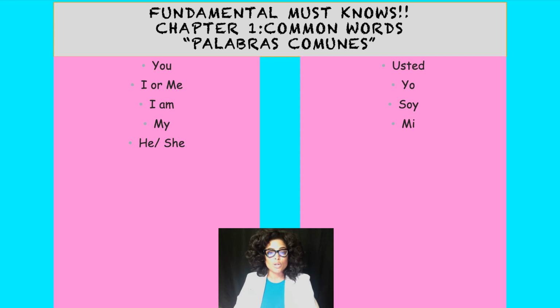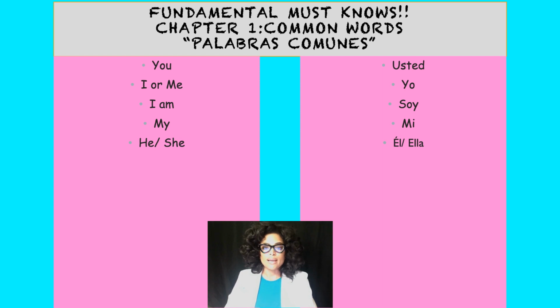Now the next word we're going to learn is "he" or "she." So those words in Spanish are "él" or "ella." So what's the difference? As you see, "he" is "él" for male, "she" is "ella" for female. So you will see that the letter E has an accent on top. That means that you need to put emphasis on that letter. In the Spanish language, this is commonly used.